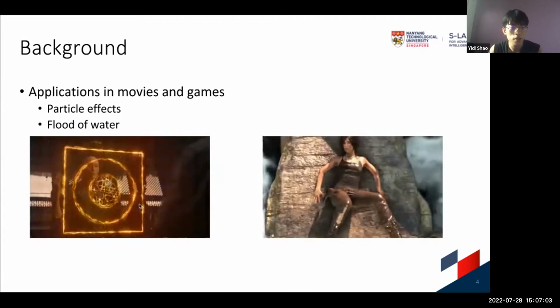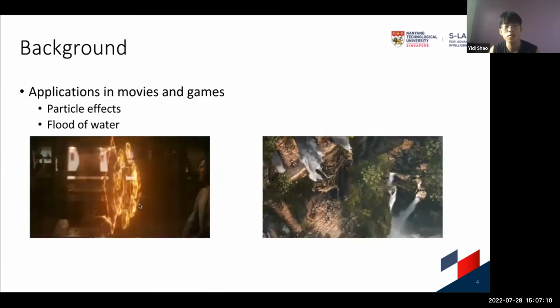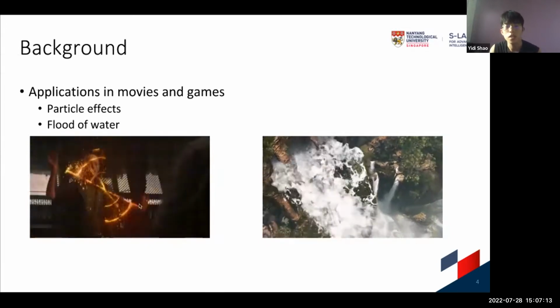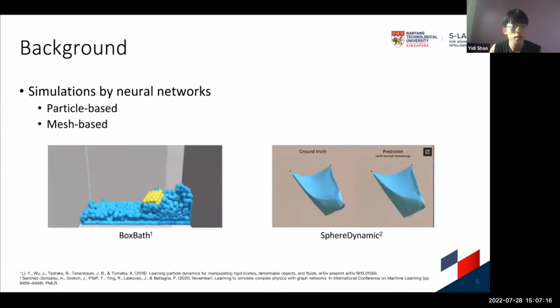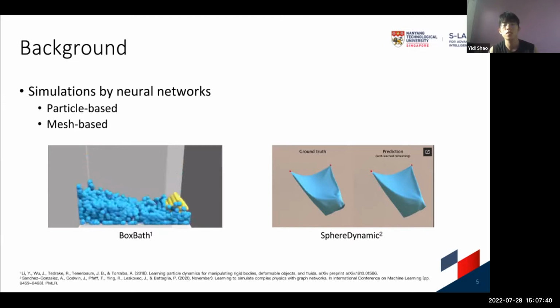For example, through the particle effects, we can see the magic weapons in Doctor Strange, and by simulating the dynamics of fluid, we can generate a flood of water, such as in Tomb Raider. Yeah, so there are several kinds of representations for physics systems. Two popular representations are particle-based systems and mesh-based systems. So the particle-based system is very flexible. Besides fluid and rigid, they can also represent smoke and many other things. So the mesh-based systems are good at objects with continuous surfaces, such as clothes and the surface of water. They're also very easy to generate different types of objects.